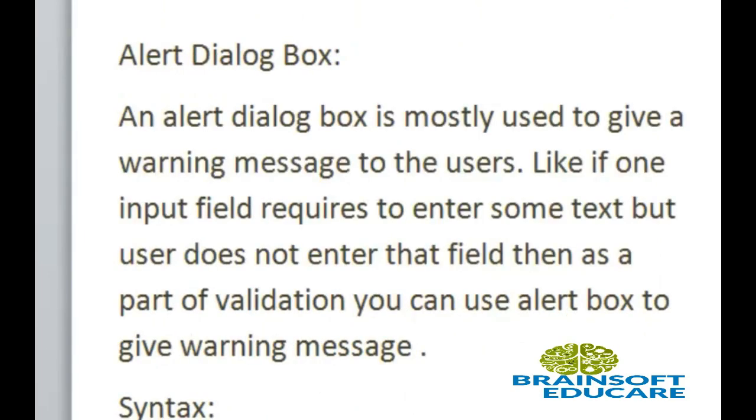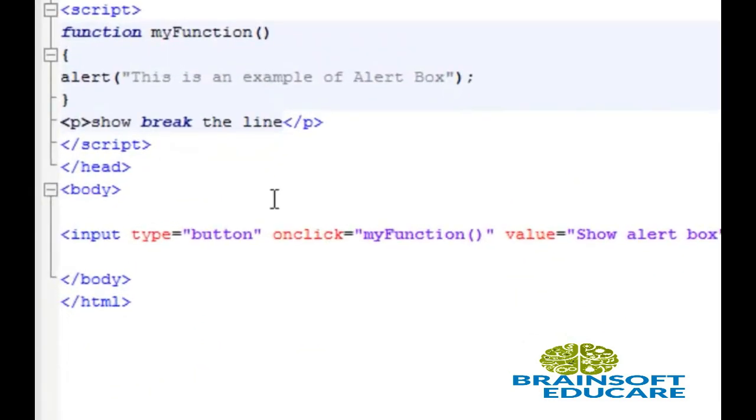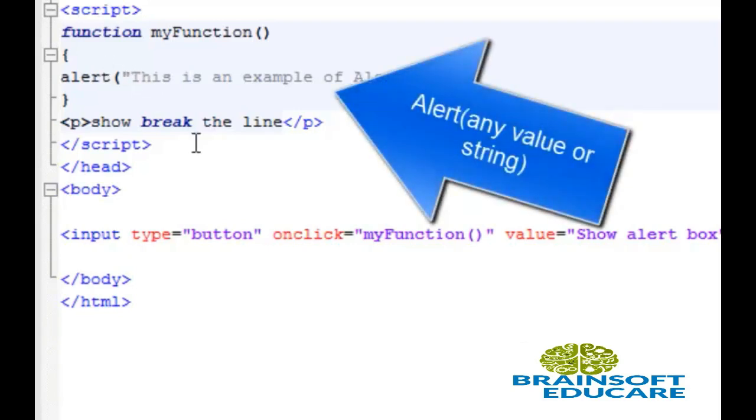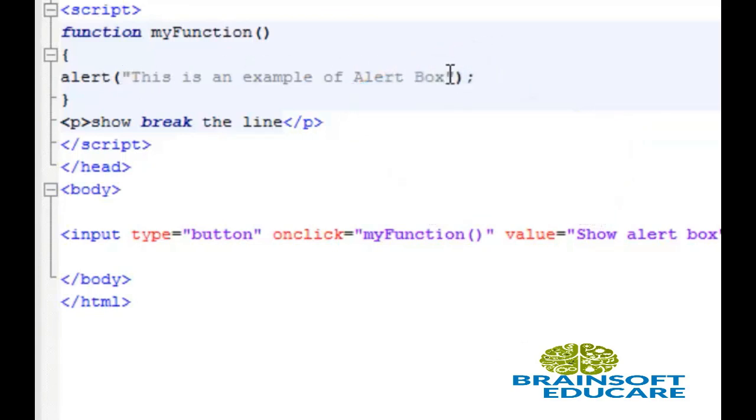Let's see the example. Actually, we have already seen this kind of examples in our previous tutorials to give alert messages. So here this is the example for alert box. Here this function contains alert and alert box contains the strings. We can pass the string to the alert and alert box will show this string.